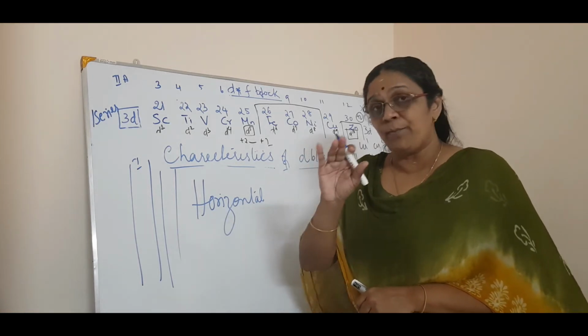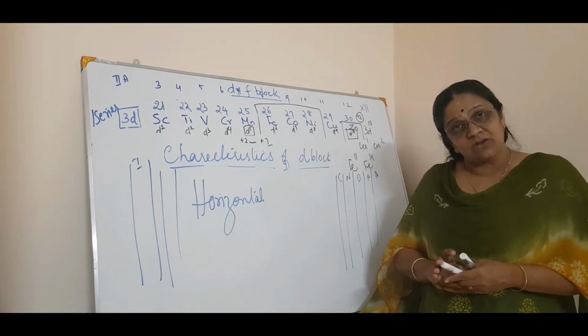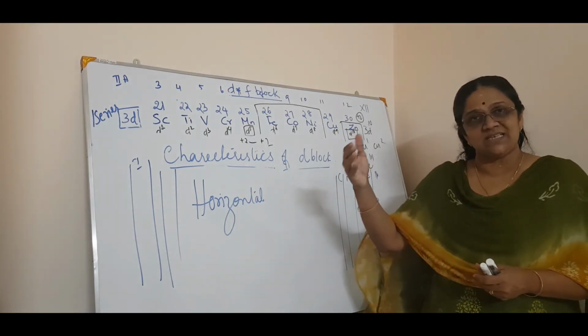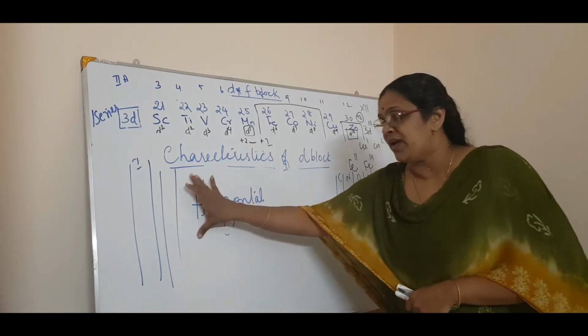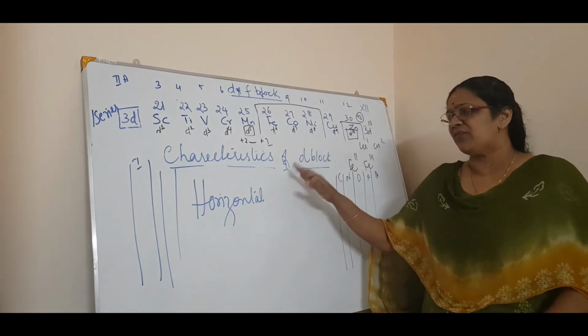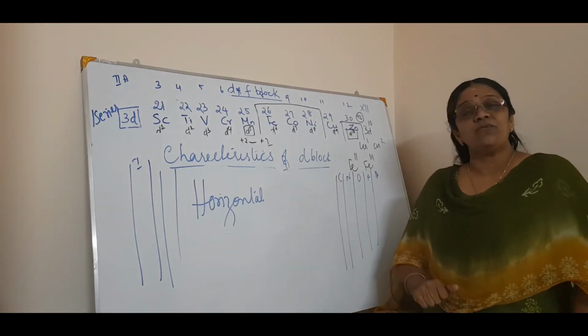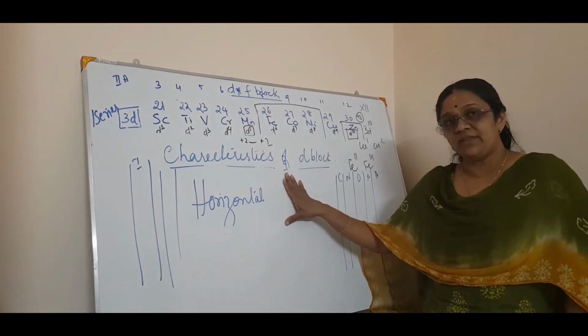That is one of the more important things. If you ask me, is there any group-wise similarity? Yes, of course there is, because the size of the shell is increasing, etc. But we are dealing more with the horizontal similarity. So these are some of the characteristics of D block elements. Are you fine with this?